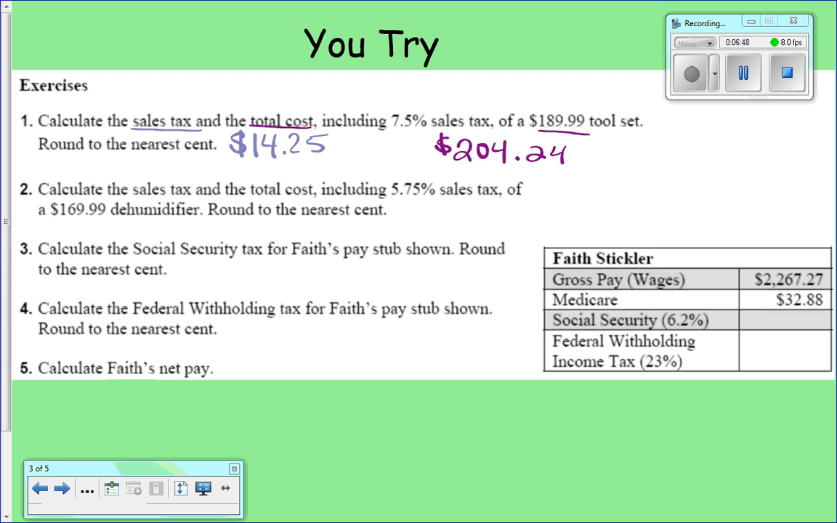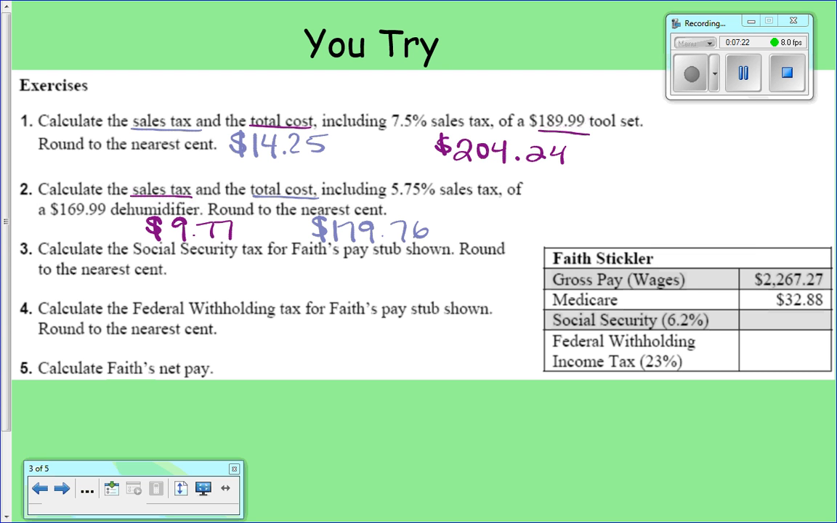Okay, good. Number 2, again, calculate sales tax and the total cost. So we have our sales tax coming in at $9.77. And our total cost coming in, we had to add $9.77 to $169.99, which is $179.76. Are we good with that? Questions? All right, 3, 4, and 5.